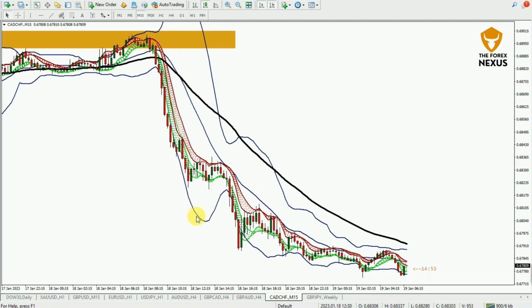If it's curve shaped, it's squeezing, it means that the market will retrace back.